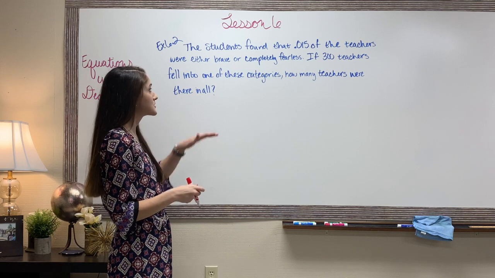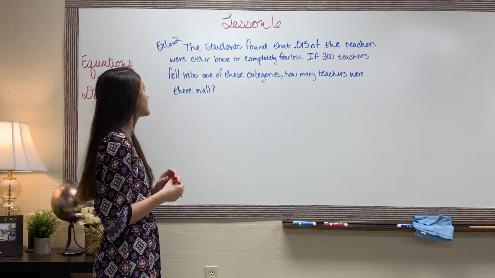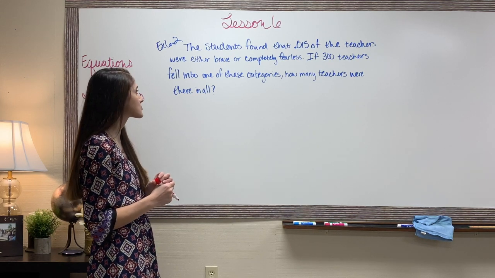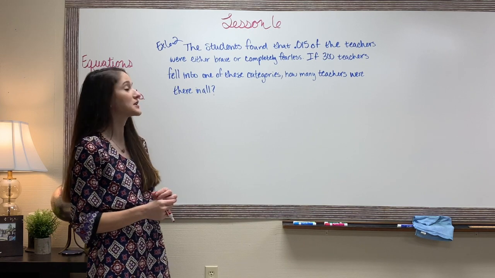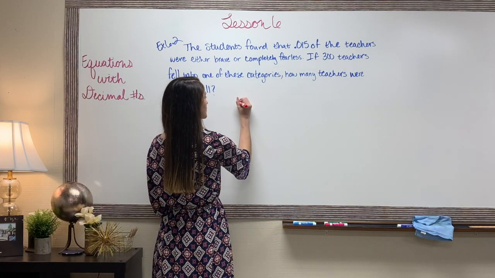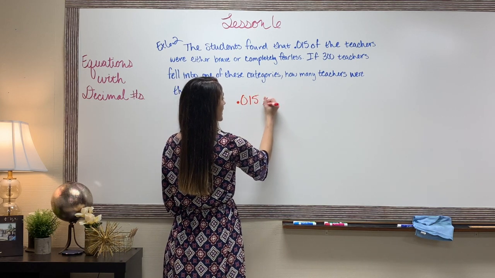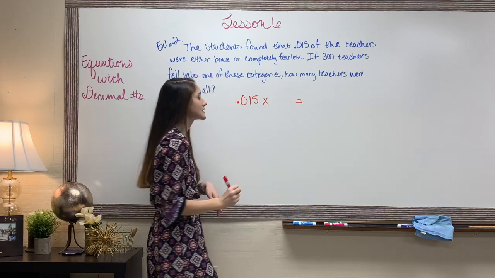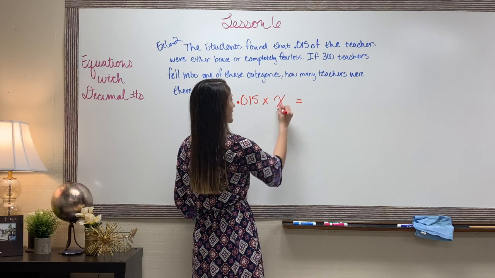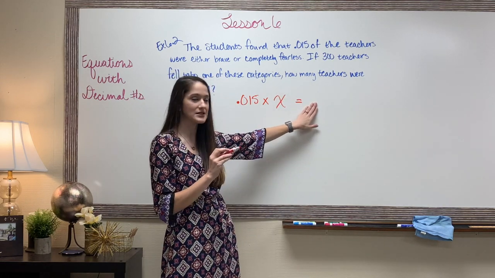So it says the students found that 0.015 or 15 thousandths of the teachers were either brave or completely fearless. If 300 teachers fell into one of these categories, how many teachers were there in all, or total? So we know our decimal part is going to go first, okay? And then we're gonna have times and is. We don't know our total. That's what they're wanting us to find. So this is gonna be my x, my unknown. But we do know how many teachers fell into this category.